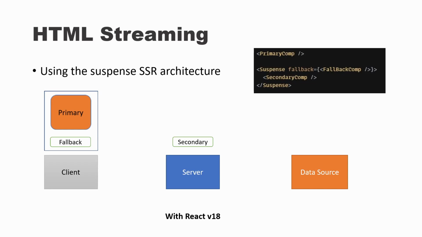It will send the primary component with the fallback for the secondary component to the client. So the client is able to quickly look at the primary component while the secondary component fetches the data from the data source. Once that's complete, the secondary data will be sent to the client and replace the fallback component. And with this approach, it's faster for clients to see what's on the page and is extremely user-friendly.